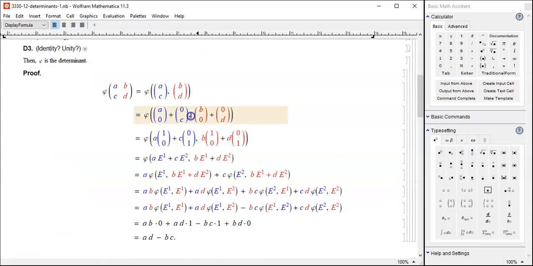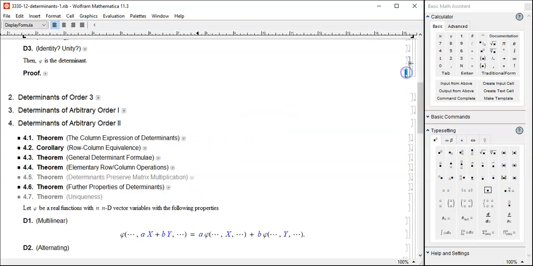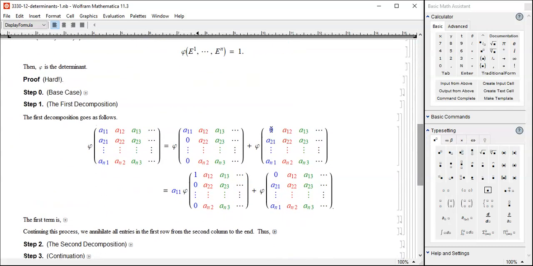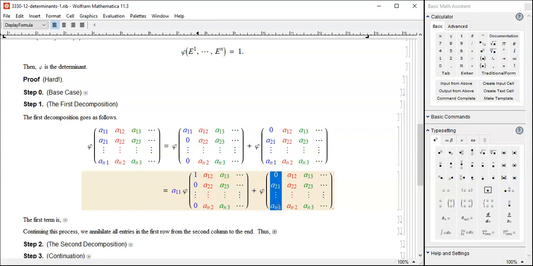At step 1, we did this decomposition, A0 and 0C. Do you remember? And do that for the n-dimensional case, and this is what we get. A11 and a bunch of zeros, and then 0 and then a bunch of non-zeros. Factor A11 out using multilinearity, and we have 1 and a bunch of zeros, and then 0 and a bunch of non-zeros. This is the first decomposition.